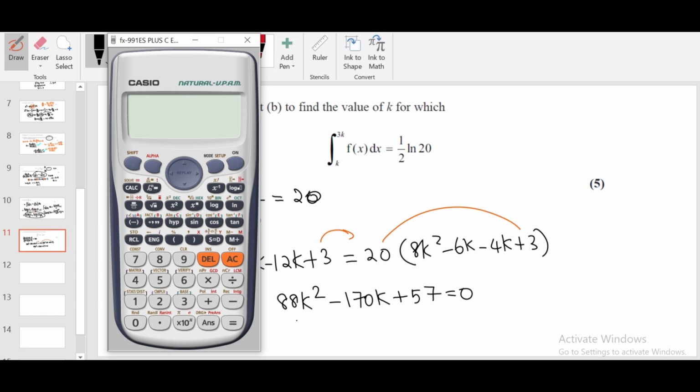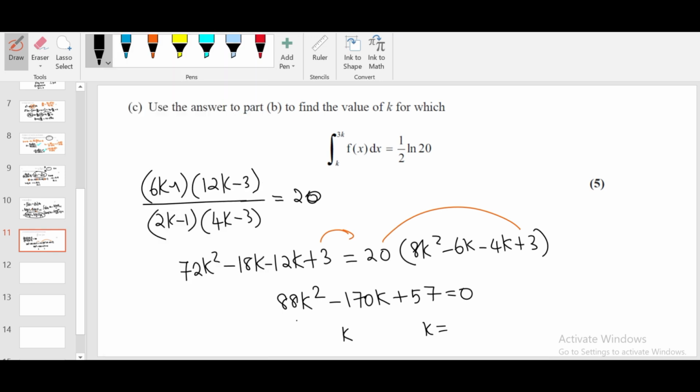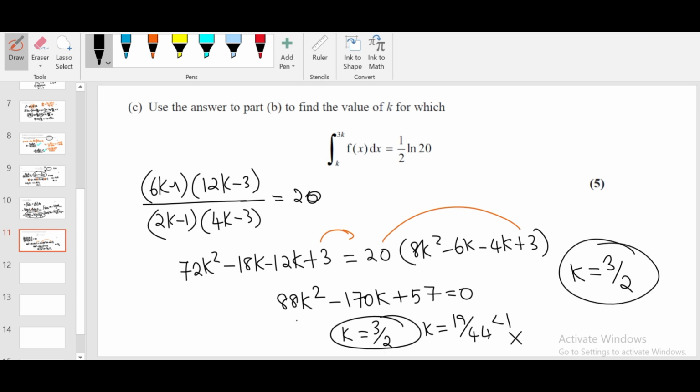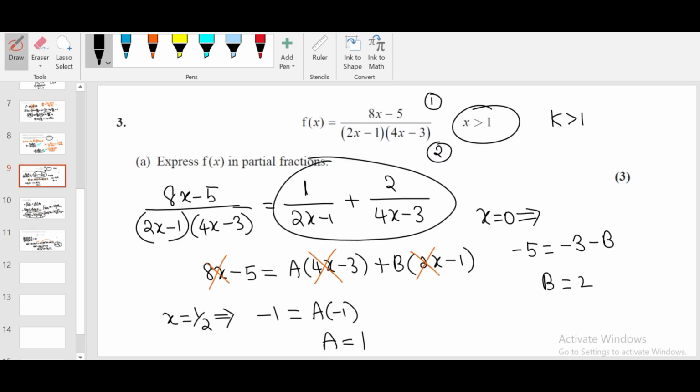So I'm going to solve this quadratic now. Go to equation, quadratic: 88, negative 170, 57. K is 19 over 44, or 3 over 2. This value, 19 over 44, is smaller than 1, so ignore it. K is equal to 3 over 2, because k should be bigger than 1, right? K is the value of x actually. It should be greater than 1. That's all.